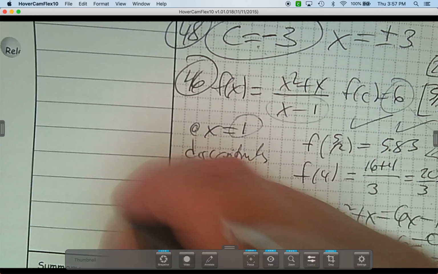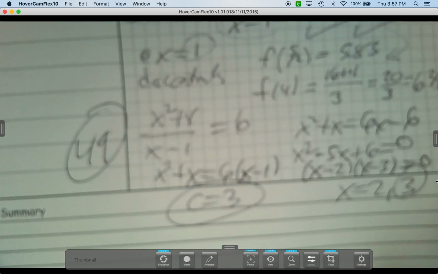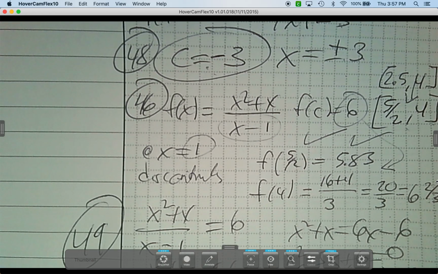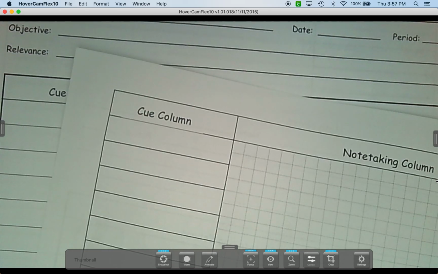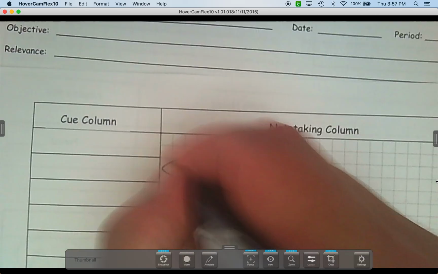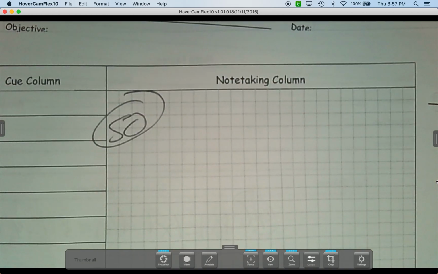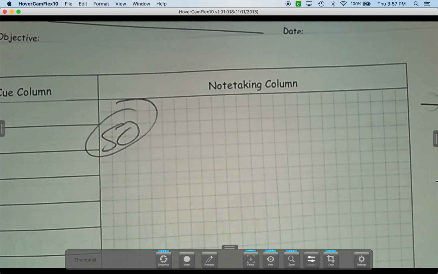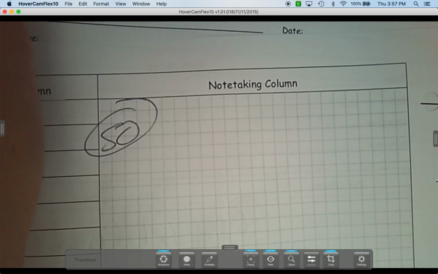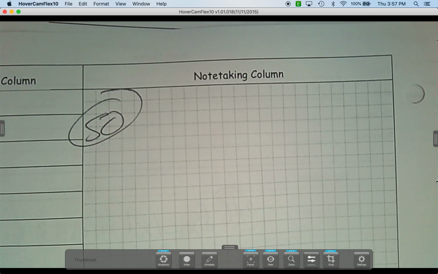That was 46 and 49. So we just did 49 too. So you can write down I did 46 and I did 49. 47 we did, 48 we did, 49 we did, 50. Two more left. So for number 50 says find an equation of the line that intersects that graph.